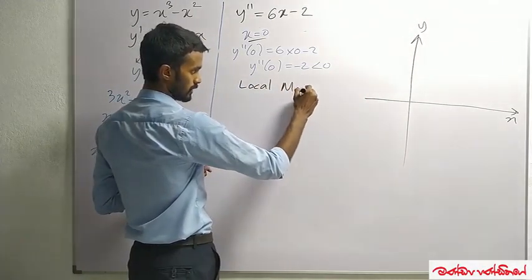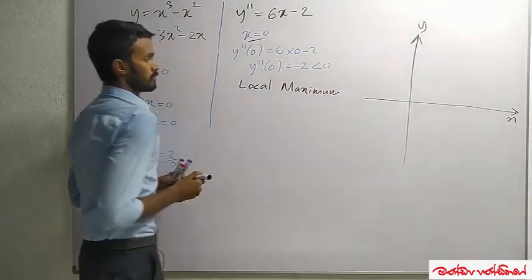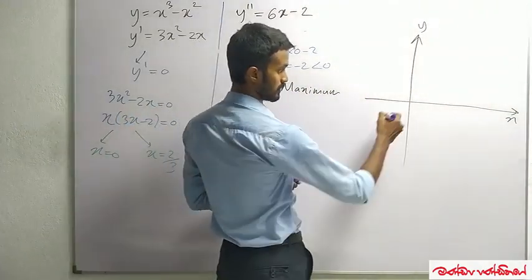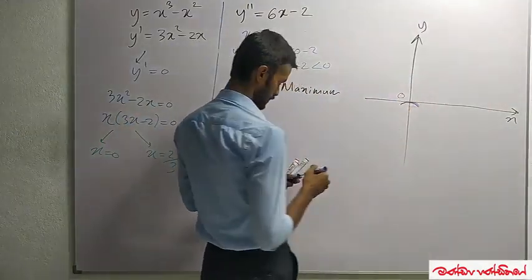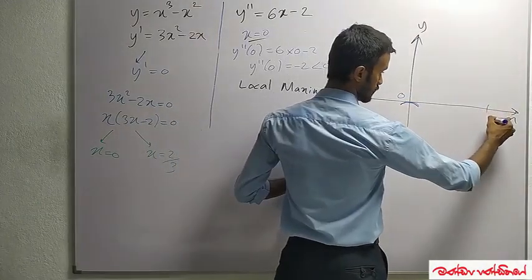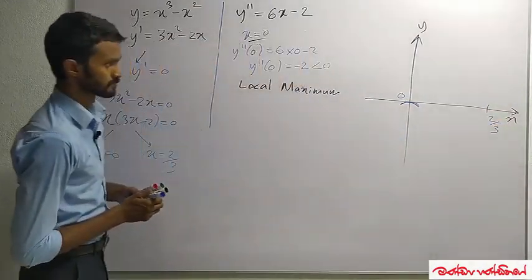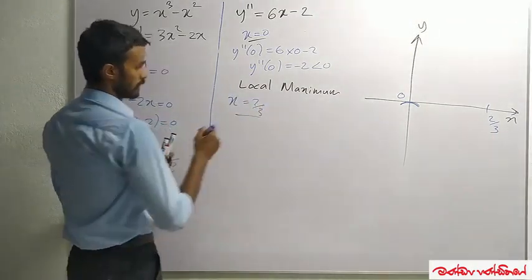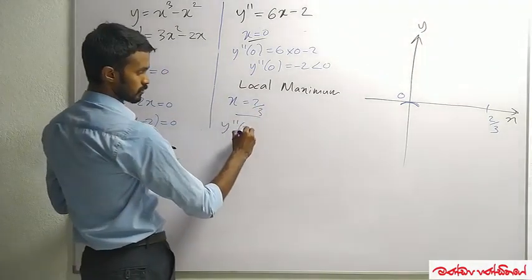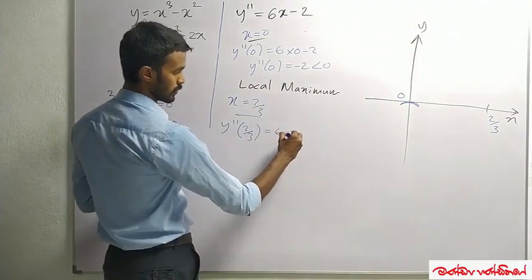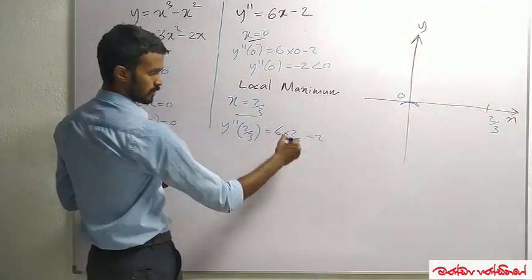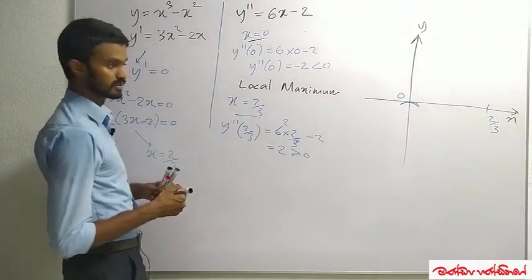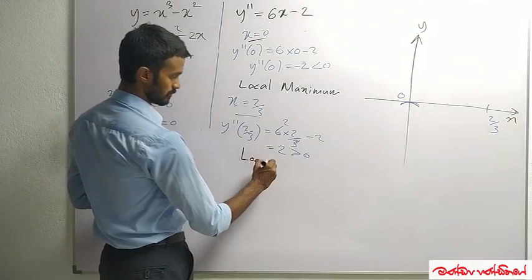We know when x equals 0, the y is 0, that means we have a local maximum here. The other point is 2 over 3. Then I'm substituting x equals 2 over 3. I get y double dash 2 over 3 is equal to 6 into 2 over 3 minus 2. This is 2. 2 is greater than 0, which means at x equals 2 over 3, we get a local minimum.